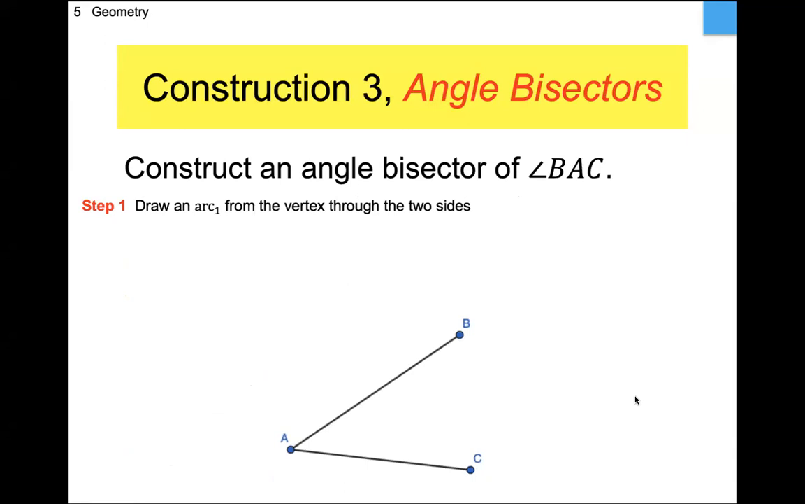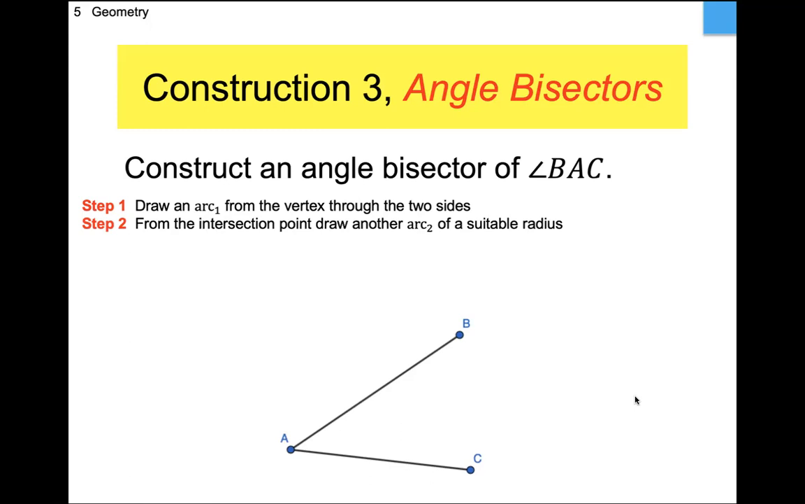I'm going to refer to my arcs by names, like arc sub 1, arc sub 2, or arc sub 3. So when you read these, if you thought the last one was confusing before you actually did the construction, this one's pretty confusing. It says draw your first arc from the vertex through the two sides. Step number 2, from the intersection point, draw another arc, call that arc 2, of a suitable radius. Now, we're not talking about the radius of a circle. When they say the word radius, they're talking about distance. Now, what the heck is a suitable radius?